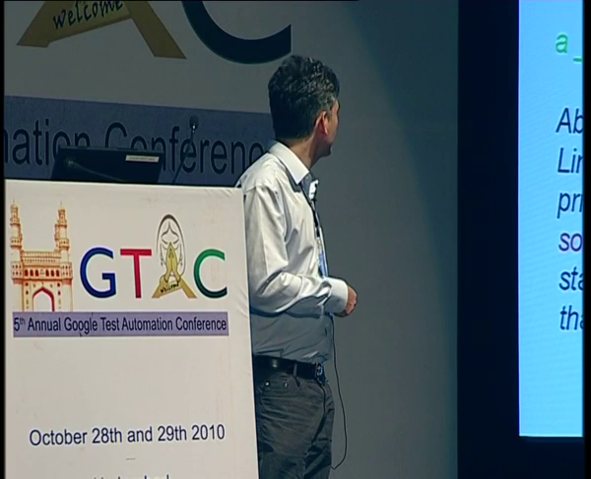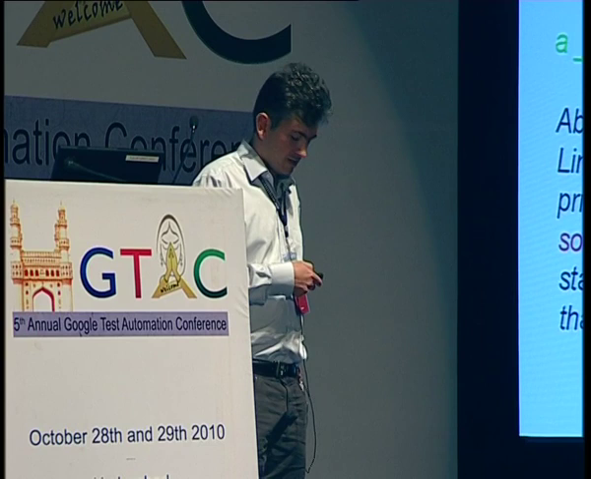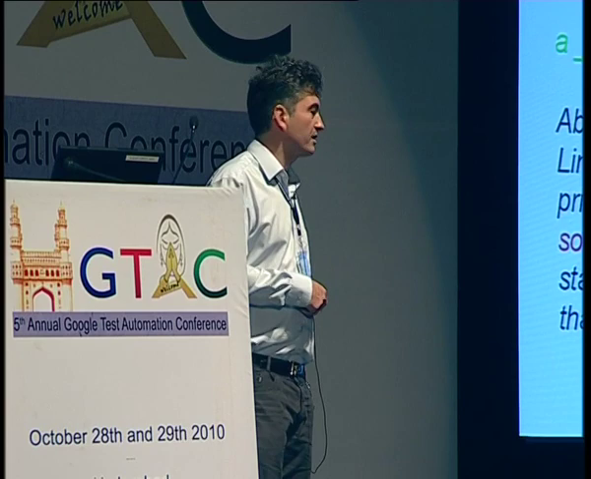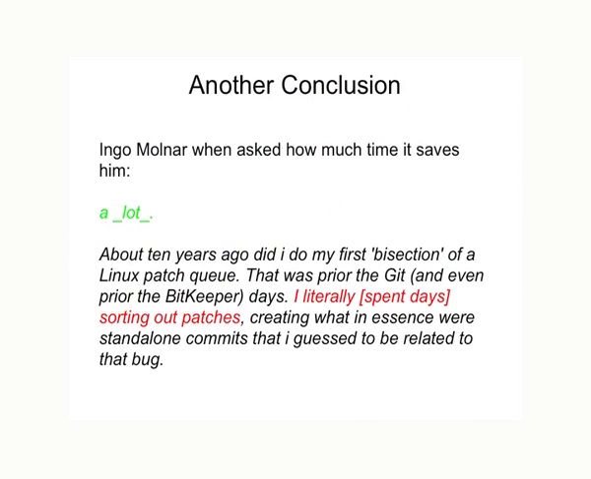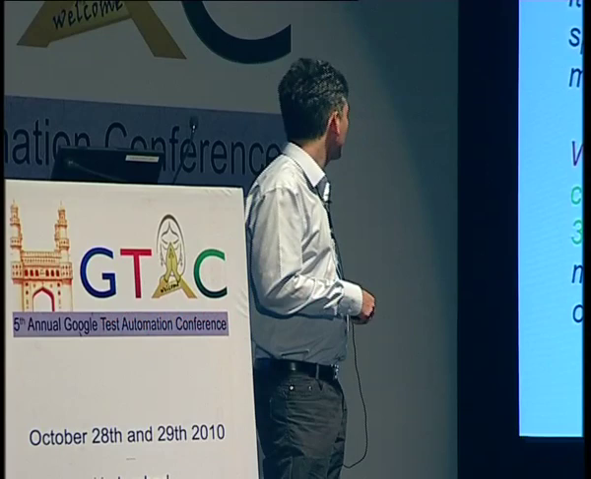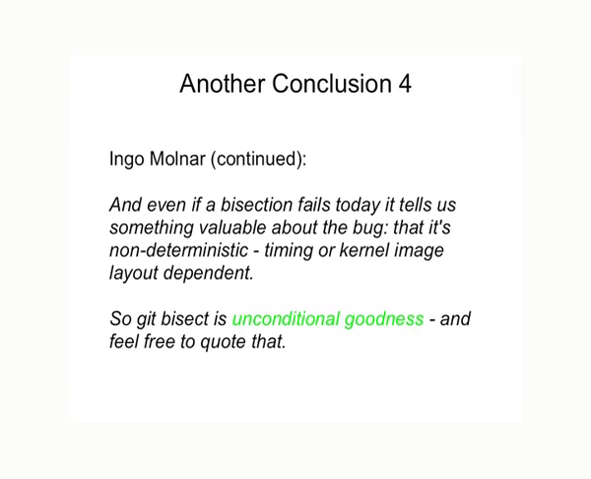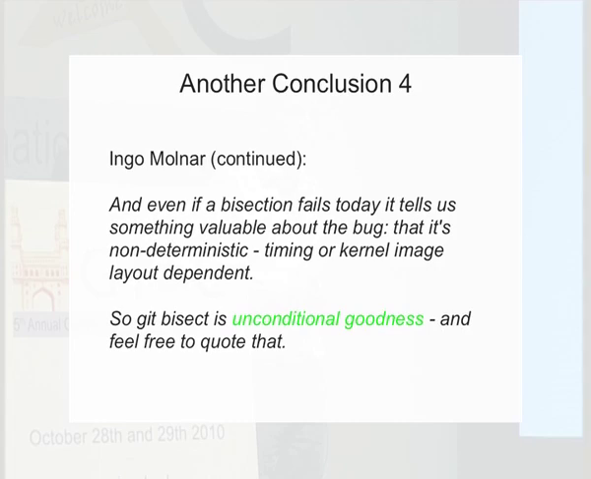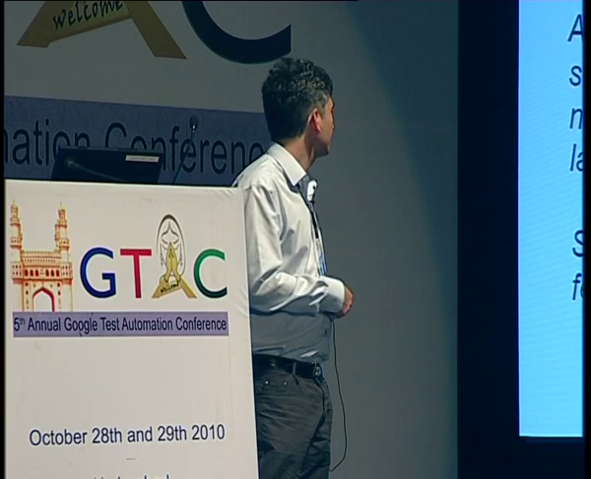And for this last point, I will again quote Ingo Molnar, who said that it saves him a really lot of time. And before Git Bisect, well, he spent days to sort out patches, to do some kind of bisection by hand. And with Git Bisect, it's only 20 to 30 minutes in the best case, completely automated. So he has nothing to do once he has launched it. And so he says that it's invaluable because there were some bugs he didn't even try to debug. And so he says it's unconditional goodness.